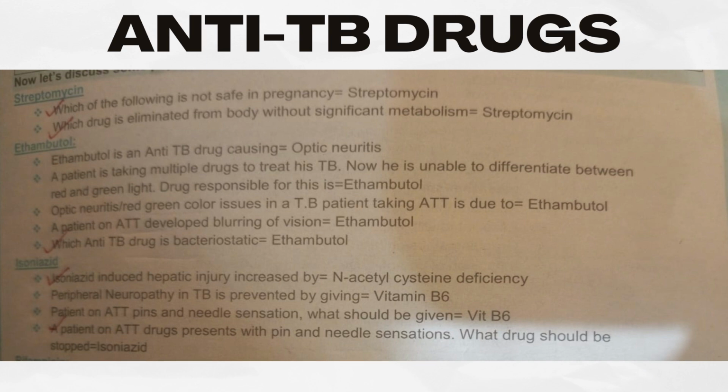Optic neuritis, red-green color blindness is shown. TB patient taking anti-TB drugs, this is due to ethambutol. A patient on ATT developed blurring of vision, that is due to ethambutol. Which anti-TB drug is bacteriostatic? So bacteriostatic is also ethambutol.